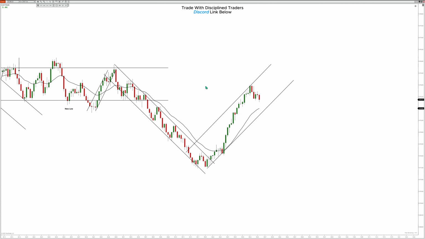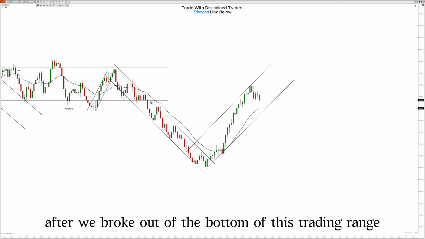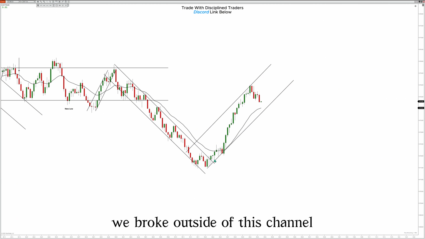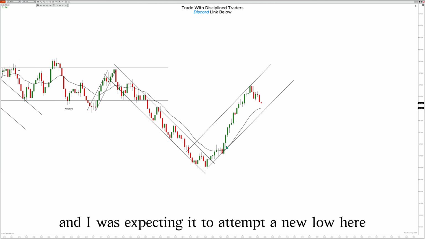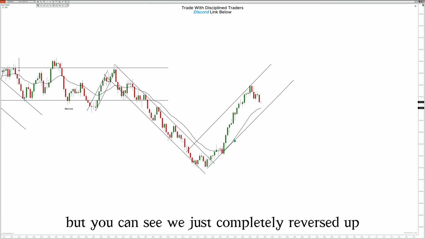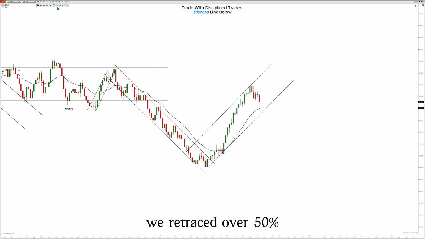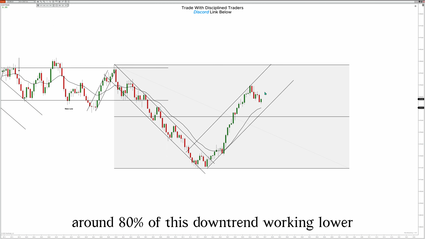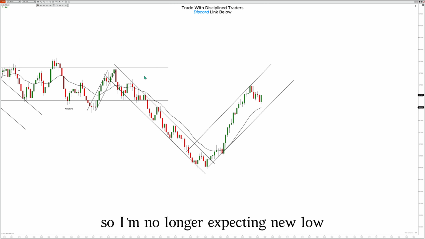All right, guys, so after we broke out of the bottom of this trading range, we started a downtrend working lower. We broke outside of this channel, and I was expecting it to attempt a new low here, but you can see we just completely reversed up. We've retraced over 50%, around 80% of this downtrend working lower. So I'm no longer expecting new low.